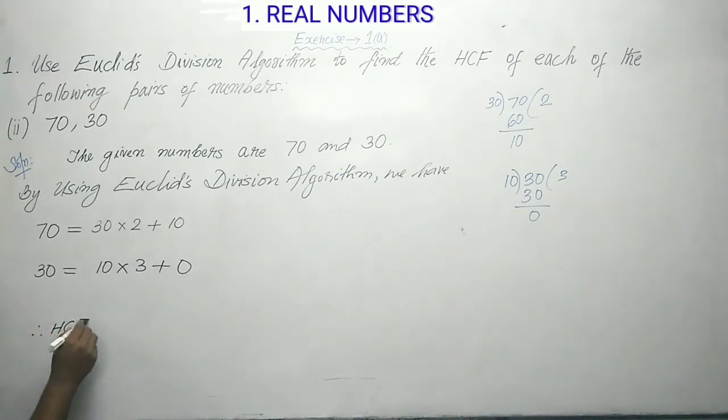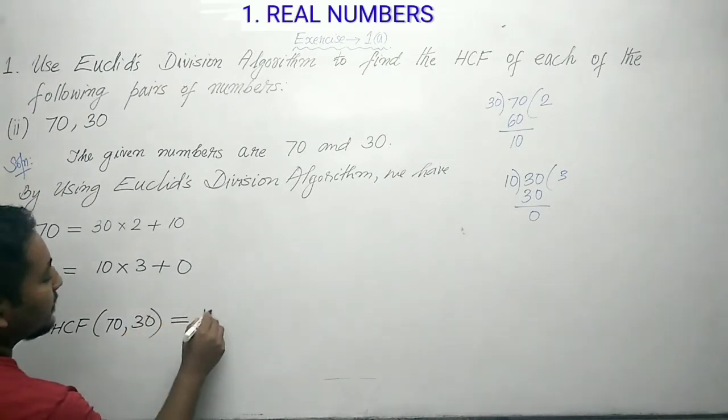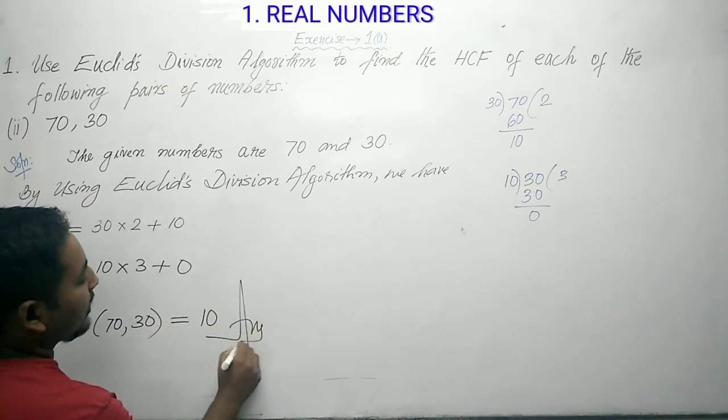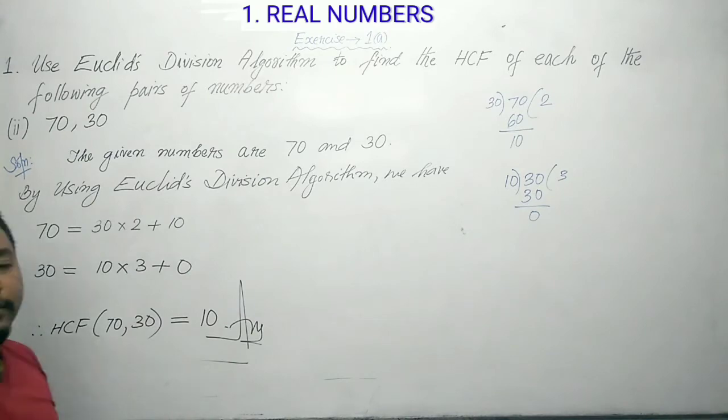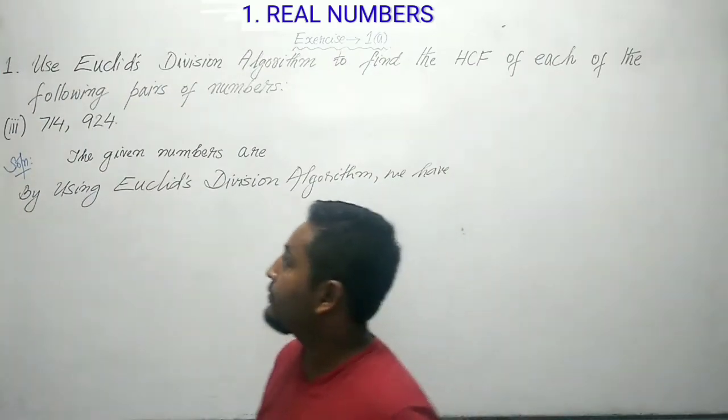Therefore, HCF of 70 and 30 is 10. That is our required answer. Let us go for next question. Let us try this question number 3.